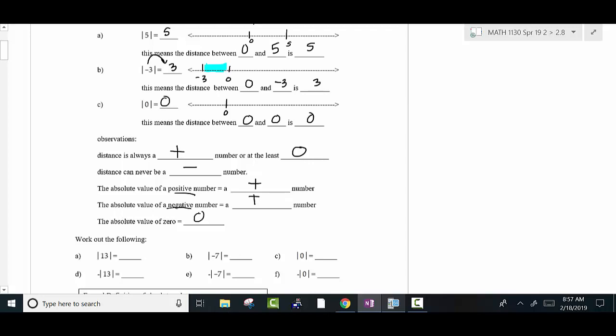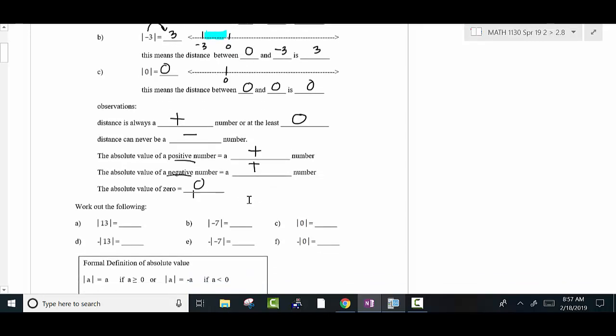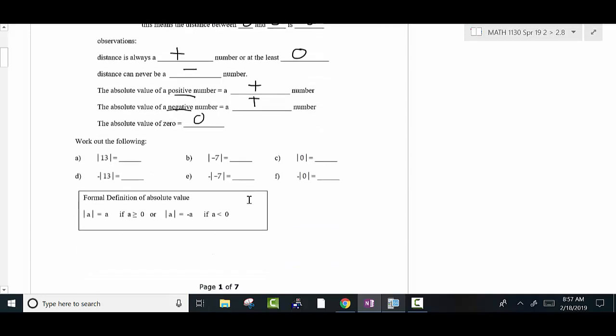I wanted to give a quick little review before we get into the formal definition of absolute value. These are just some different absolute value expressions. The absolute value of 13 is 13. The absolute value of -7 is 7. The absolute value of 0 is 0. That's what we reviewed. What's the answer to D?